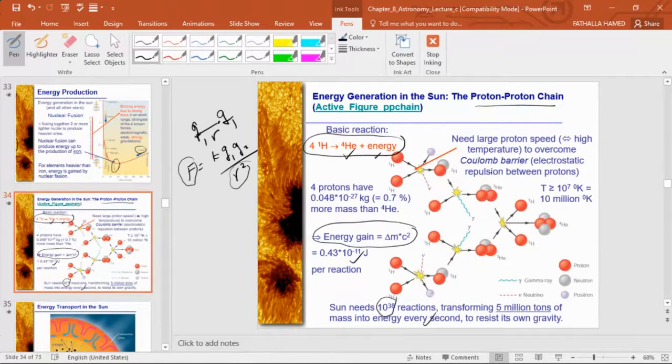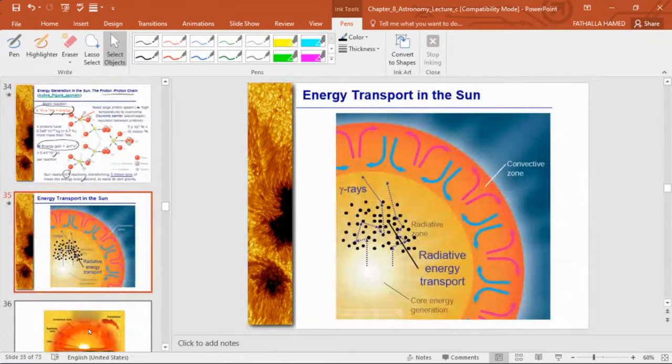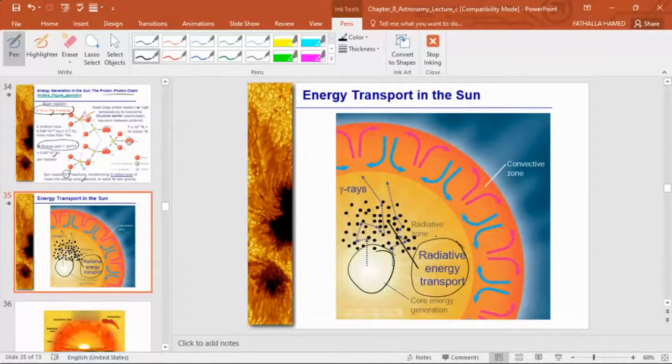Of course, as we discussed in the last lecture, this is produced in the core, then it's radiated through the radiative zone, and you can see the gamma rays, that's the energy radiating out, because the sun is made of gases, and then it comes to this layer here where you have the convective zone that we talked about.